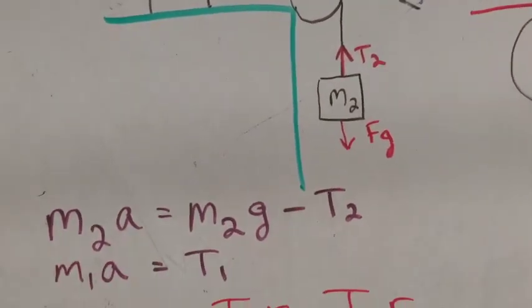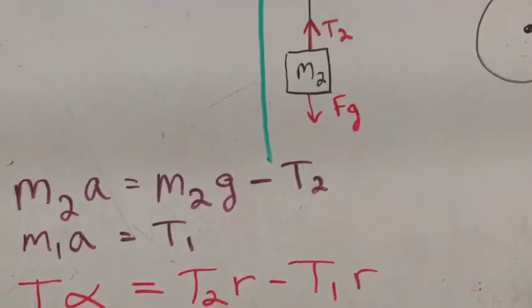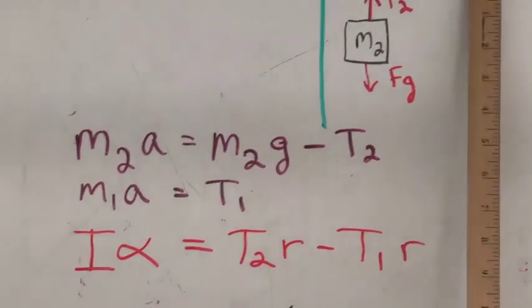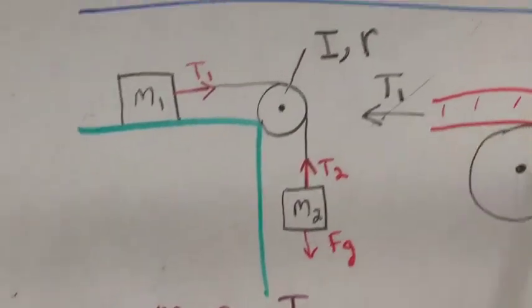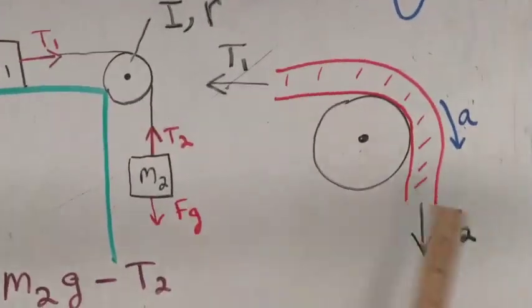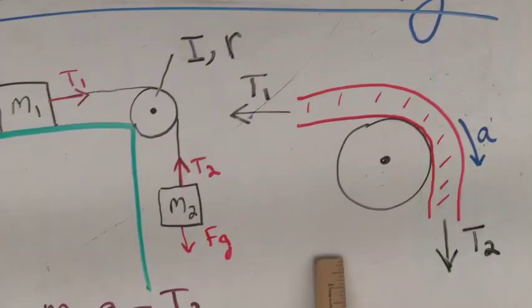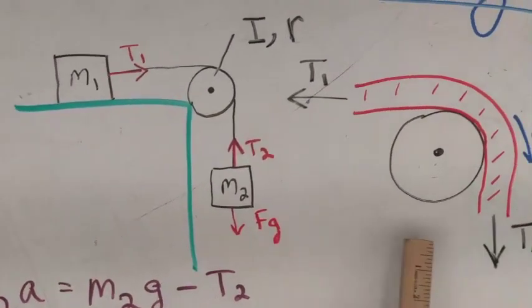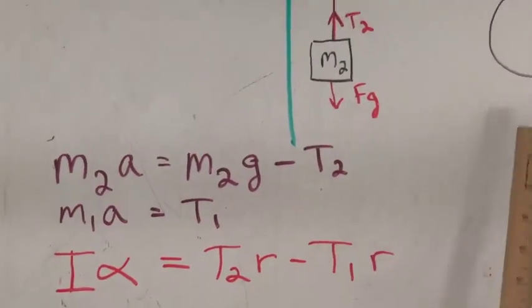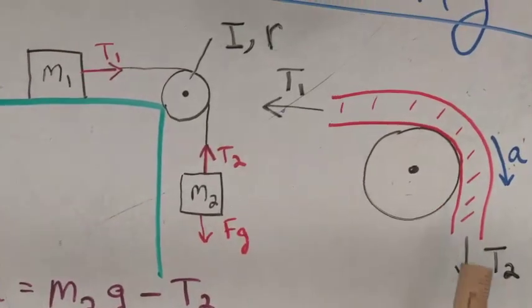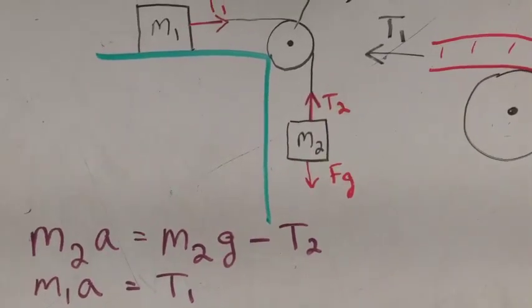Now is time for the torque. Looking here, we see that the string is getting pulled down with T2 and pulled up to the left with T1. So the net force is T2 minus T1. And that is going to be the force that we use for calculating our torque. So we have T2 minus T1, both times R, which is the radius of the pulley and the line of action. And we know that this is equal to I times alpha.